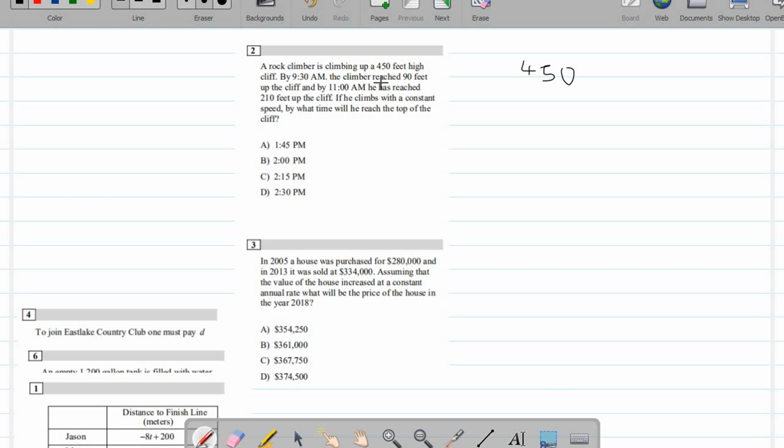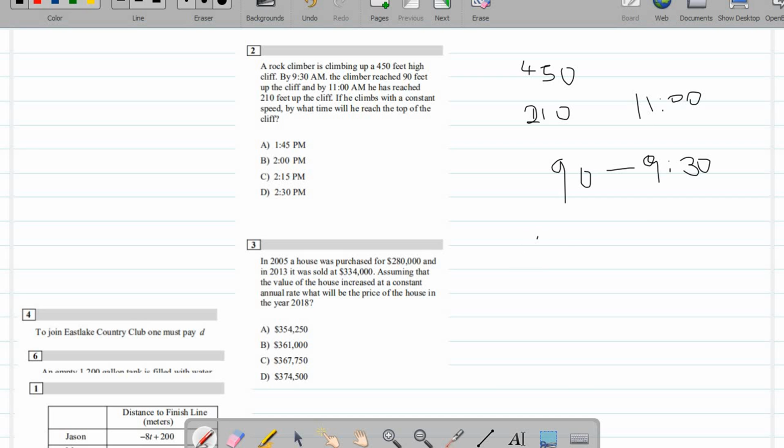So we're seeing 90 at 9:30. So from 90 at 9:30, we're having 11 a.m. by 210. So there's a difference. The difference between 9:30 and 11:00 is 1 hour 30 minutes. It's moved from 90 to 210 in 1 hour 30 minutes. So they say if he climbs with a constant speed, by what time will he reach the top of the cliff?